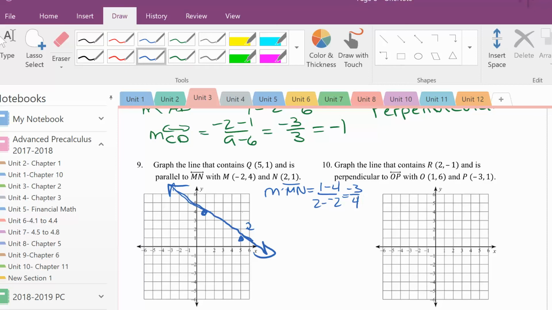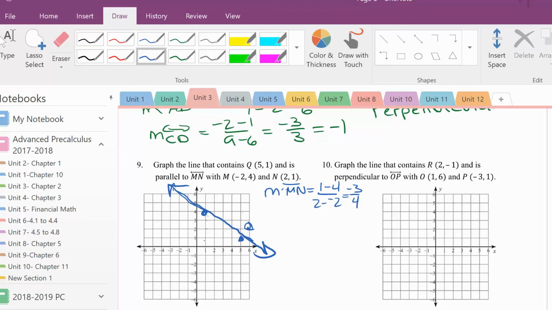Because remember, one of them has to be a negative direction. And notice, if you look, the line falls from left to right, and from this point to Q, you go down 3 to the right 4.